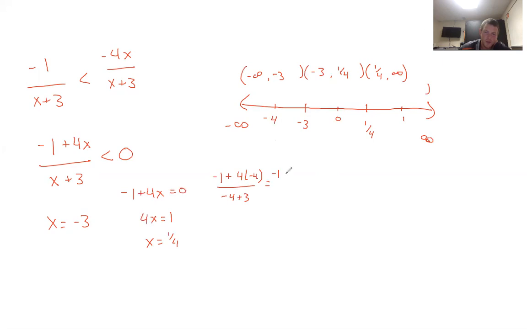So that'd be -1 minus 16 over -1. That'd be -17 over -1, which is 17. Is that less than 0? No.